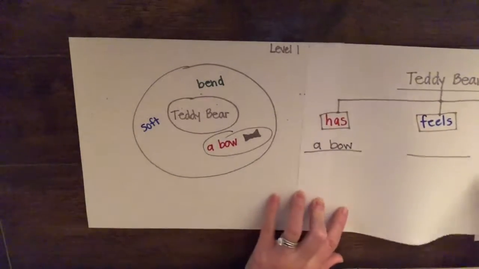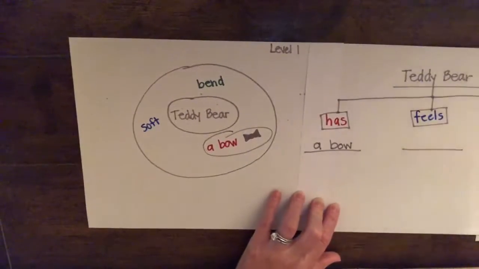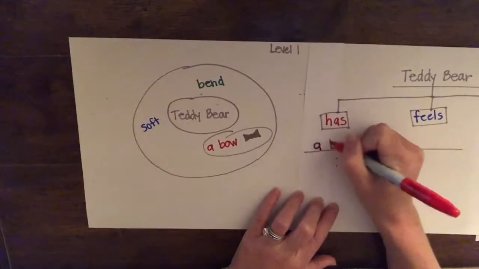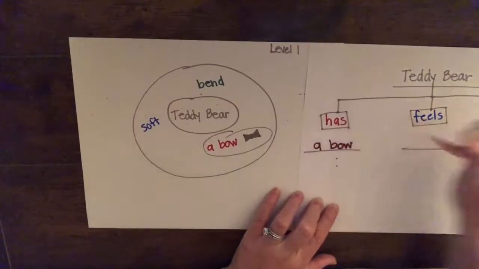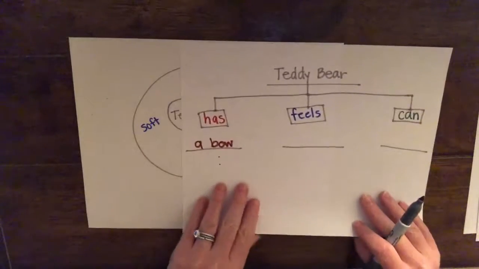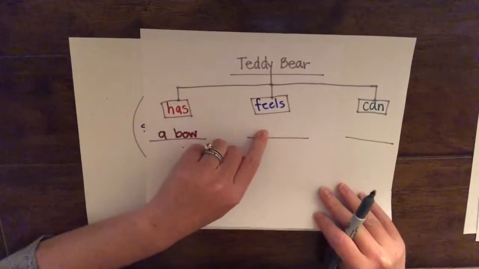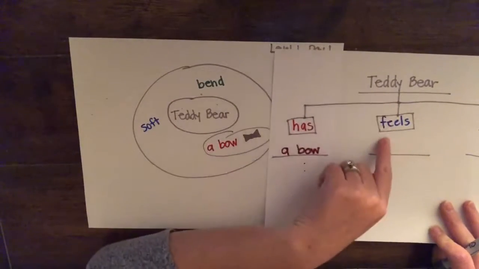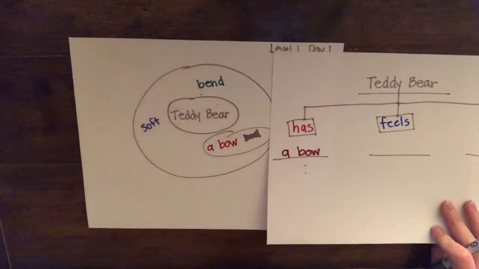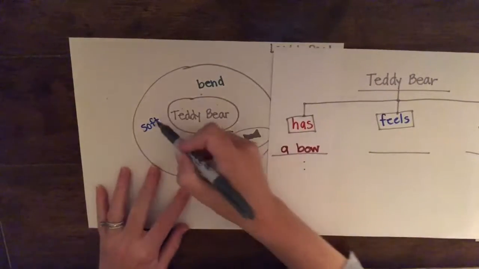And actually on the slides I have it color coordinated. So to support in the beginning, you can write it in the same color. Has a bow. All right, now our next sentence will be about feels. And let's look at our tree map. Teddy bear feels, what makes sense there? Teddy bear feels bend? That doesn't make sense. Teddy bear feels soft? Yeah, that makes sense. Let's do soft.